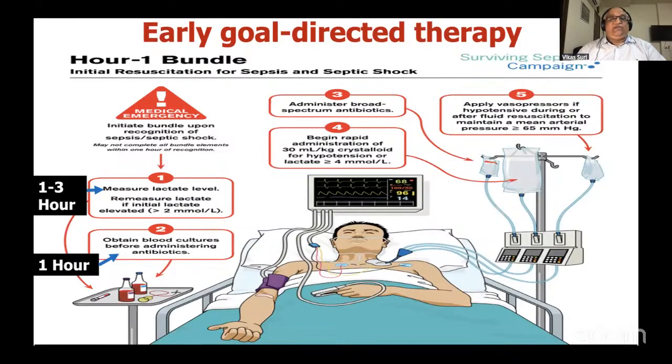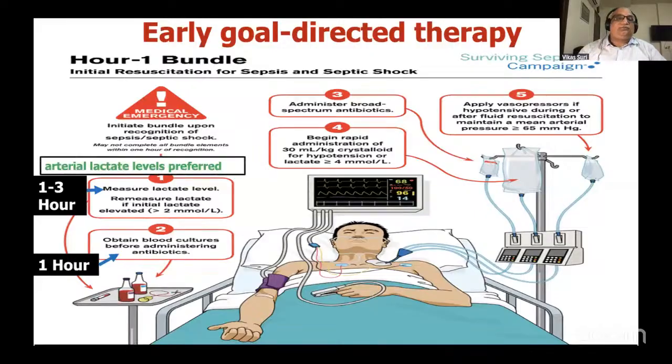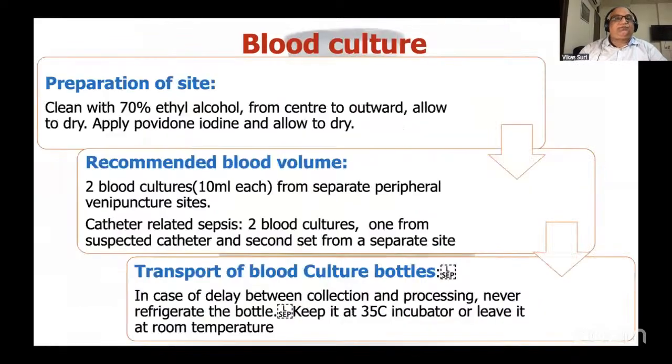If you have the facility to measure lactate, obtain blood cultures within the first hour. I'll be talking about the other 3 components, that is antibiotics, vasopressors, and the administration of fluids, in my later slides. Arterial lactate levels are preferred over the venous ones, for ease, residents use the VBGs, but arterial lactates are preferred over the venous lactates.